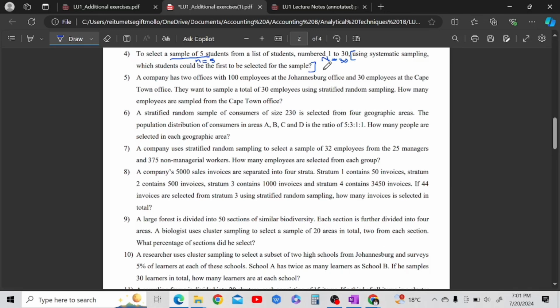Renee, do you want to try maybe? They say using systematic sampling, which student could be the first to be selected for the sample? So basically, they're asking what could be our starting point. That's the simple version of the question. What could be our starting point? Anyone that wants to try this one out?